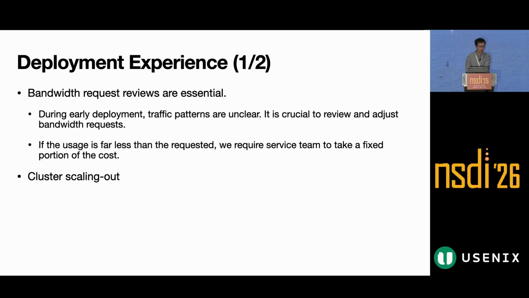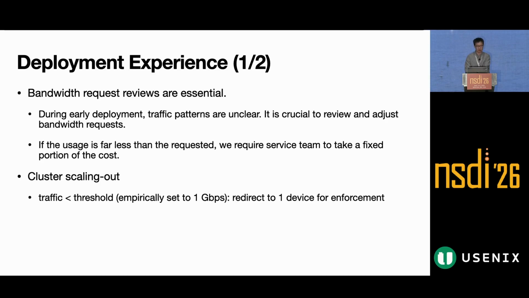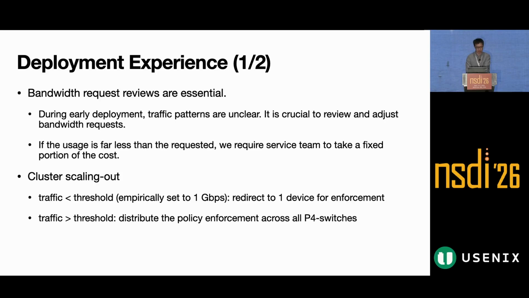And next is cluster scaling out. Our system exploits a cluster of P4 switches to provide both high availability and load balancing. If the service traffic is below a predefined threshold, empirically set to 1 giga, we will encapsulate the packets into a VXLAN tunnel and steer them to a single designated P4 switch. The enforcement policy is applied on this single switch. When a service traffic exceeds the threshold, we distribute the policy enforcement across all switches to leverage the aggregate processing power of the cluster.